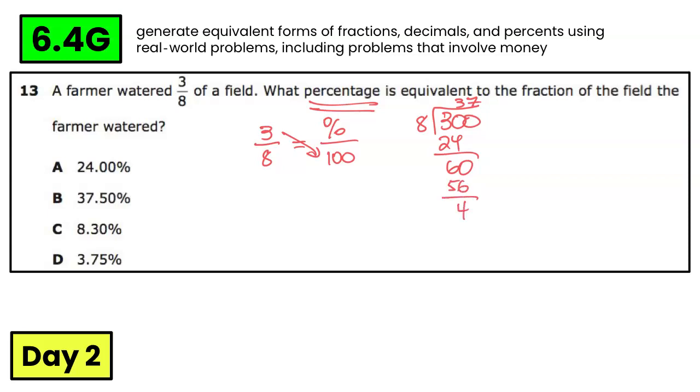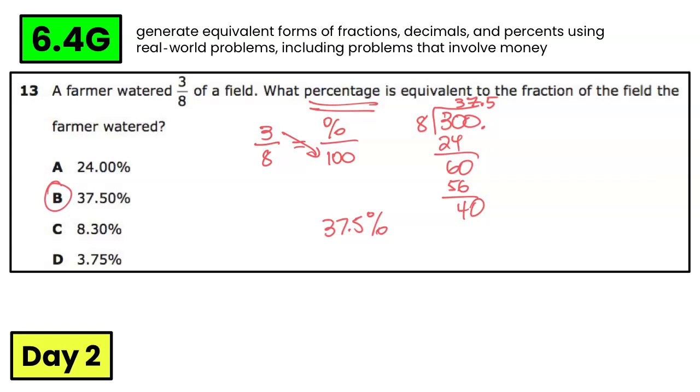Well, 8 does not go into 4, so that's where I have to add in my decimal point, and so therefore 8 will go into 40 5 even times. And so we're getting 37.5 whenever we do those calculations, and that ends up being a percent. And so B would be the correct answer.